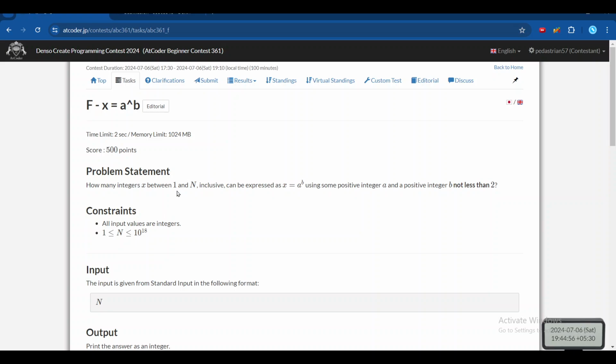Hello everyone. Today I am going to discuss the sixth problem of AtCoder Beginner Contest 361, which is x equals a to the power b. So the problem is quite straightforward.